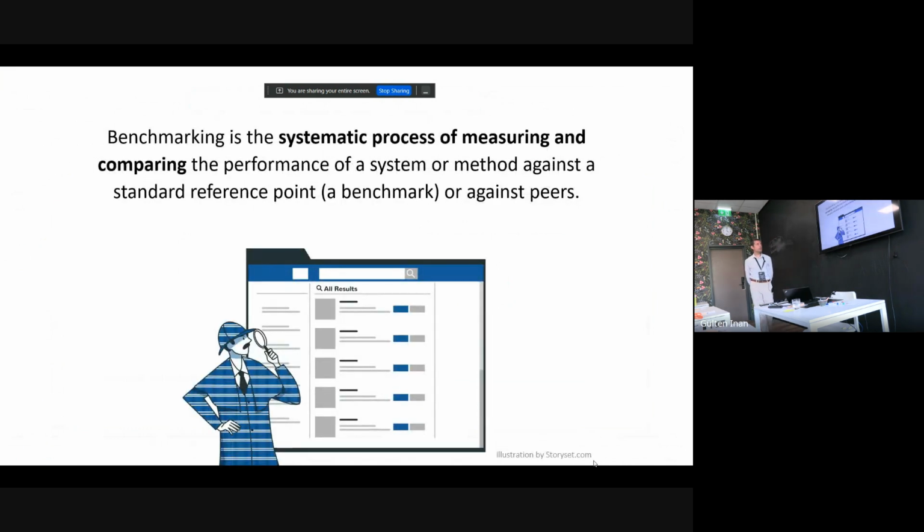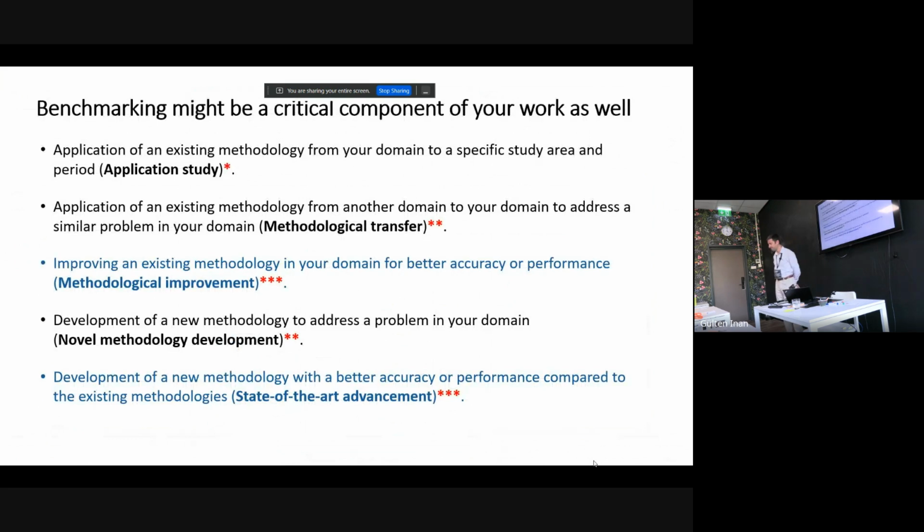Benchmarking is the systematic process of measuring and comparing performance of a system or a method against a standard reference point, which we call the benchmark, or against the peers. So you may have two codes and compare them to each other, or you may have a standard and compare against that standard. In both cases, we have a benchmark. Benchmarking might actually be a critical component for your work, even if you don't think it is the case.